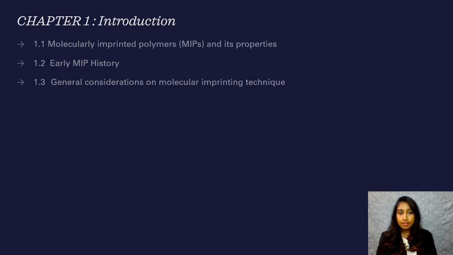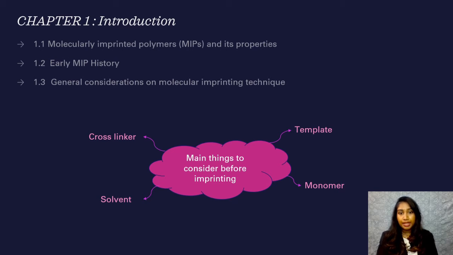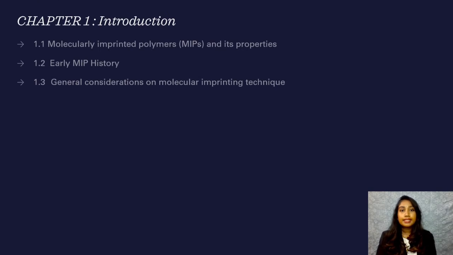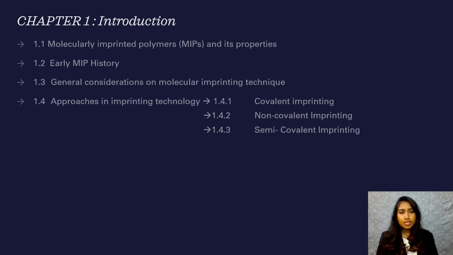1.3 is about general considerations on molecularly imprinted technique. Main things to consider before imprinting is its template, monomer, cross-linker, and its solvent. Next up is 1.4, which is approaches in imprinting technology. There are basically three approaches in imprinting technology, which are covalent imprinting, non-covalent imprinting, and semi-covalent imprinting.